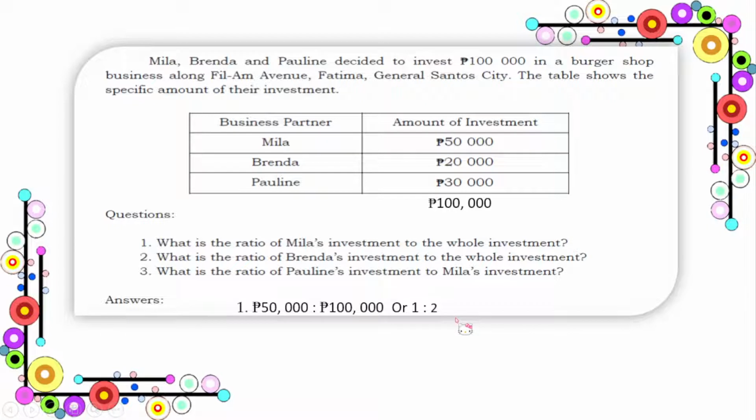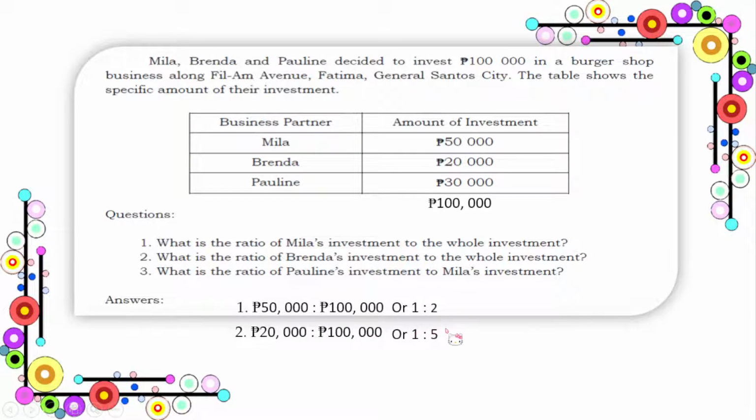Okay? So in number 2 naman po, what is the ratio of Brenda's investment? So we have Brenda 20,000 to the whole investment, which is 100,000. So we write this as 20:100 or 1:5 because we divide both by 20,000. 20 divided by 20, we have 1, and 100 divided by 20, we have 5.